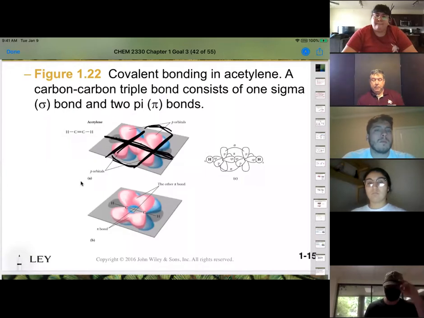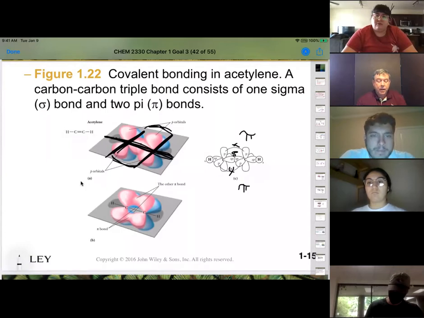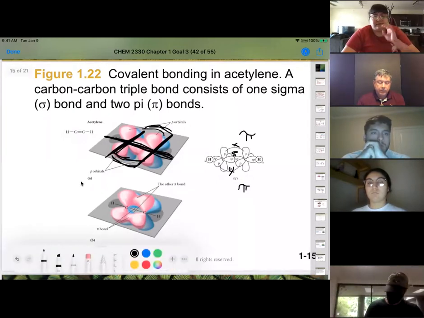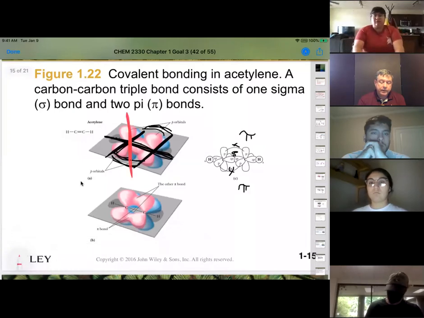And these symbols are wrong. These should be pi bonds, and it should be a sigma bond here in the middle. Okay, so only these two p orbitals that are in the same plane can bond together, and so they bond to form one pi bond. Now, the other orbitals that are on this other axis, because they all look like each other, can bond to each other, forming our second pi bond.